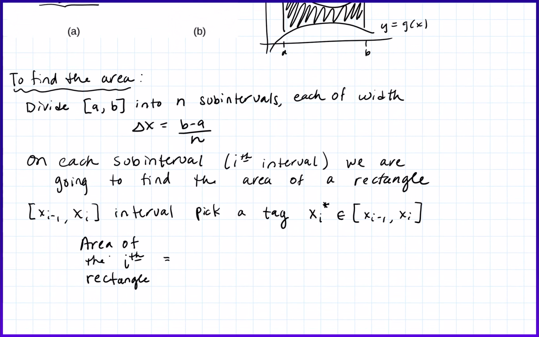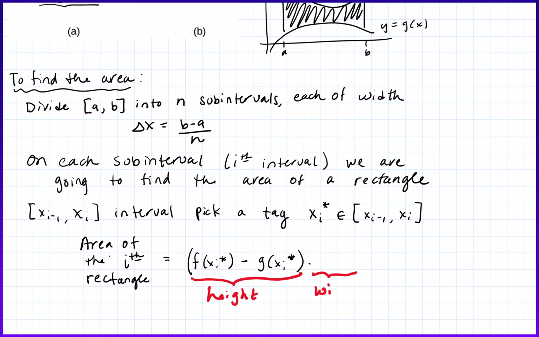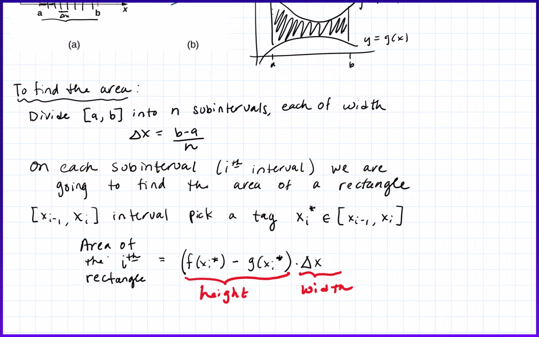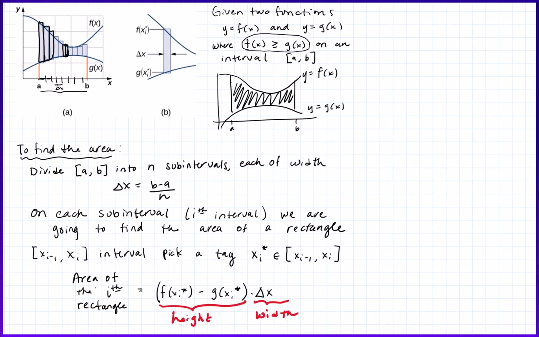So the area of the rectangle is going to be f of x sub i star minus g of x sub i star, that is the height of each rectangle, times the width. And the width of each rectangle is delta x. They all have uniform width. So that's what the area of each of those individual rectangles looks like. This is the process we go through: we divide it up, on each of those subintervals we pick a tag and we find the area.